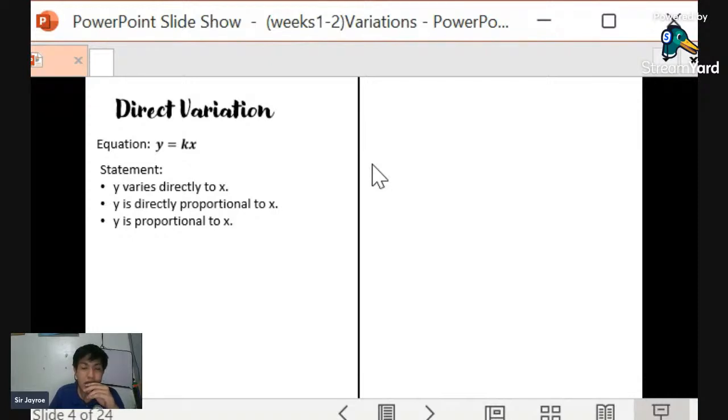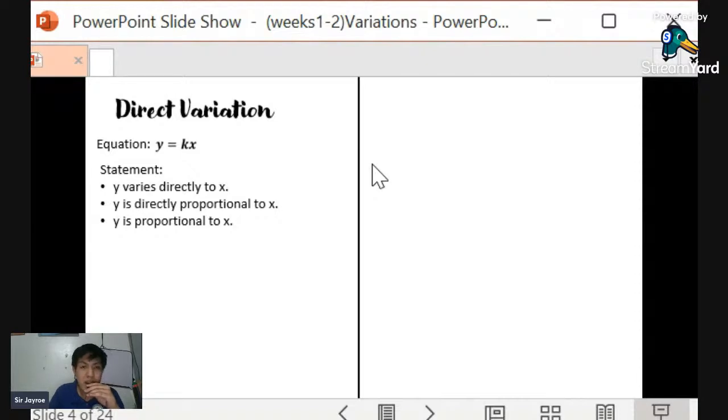Okay, so that is the equation. Ngayon, in variation, so we have two variables. Okay? So yung variable natin dyan is yung y and yung x. So I hope you are familiar with the word variable. So again, ang variable natin dyan is yung y and yung x. And then the constant na tinutukoy natin kanina is yung k.